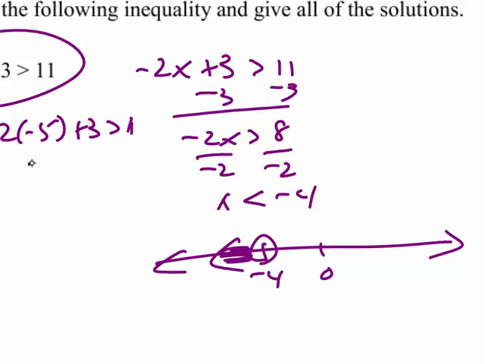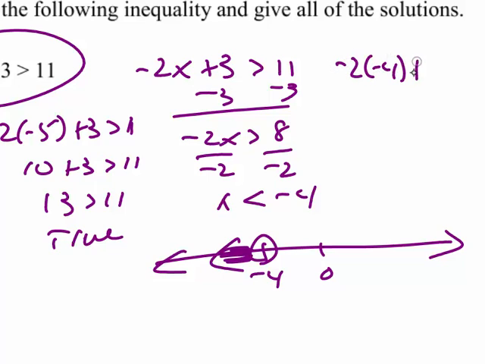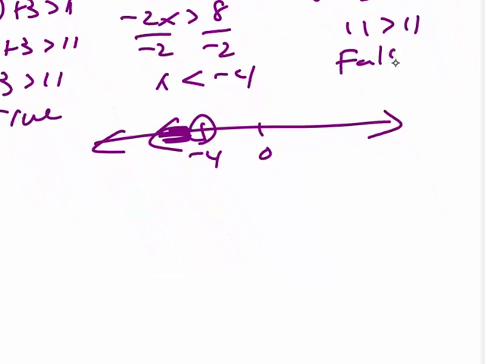Negative 2 times negative 5 is 10. 10 plus 3, we want that to be bigger than 11. 10 plus 3 is 13, which is greater than 11. True. Now I could pick negative 4. Negative 2 times negative 4 plus 3 is greater than 11. So that would be 8 plus 3 is greater than 11. 11 is greater than 11. False. So that's why you can't have a solid dot at negative 4.